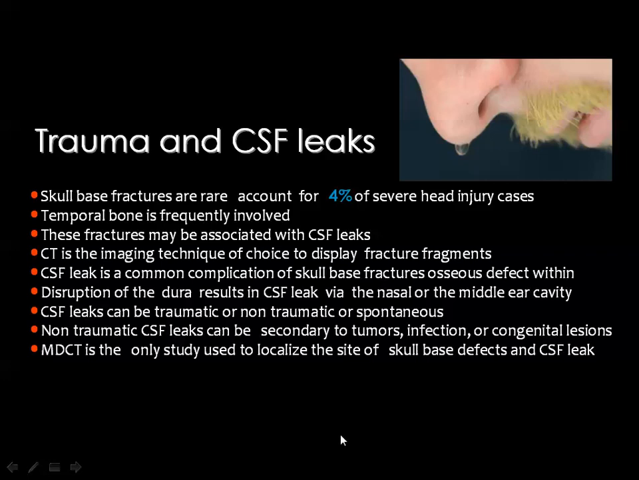Then we came to the trauma and CSF leaks. Skull base fractures are rare and account for about 4% in cases of severe head injury. These will involve, in particular, the temporal bone as well as the cribriform plate of ethmoids. The clinical presentation is somewhat evident, and the aim of imaging is to detect the site of CSF leak.